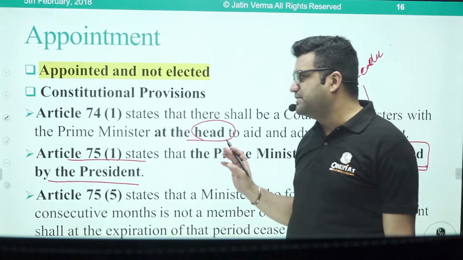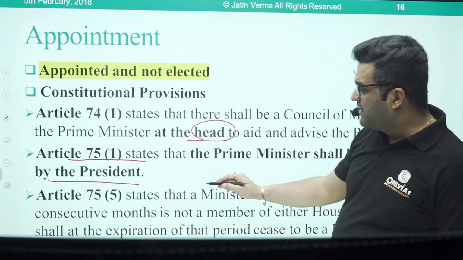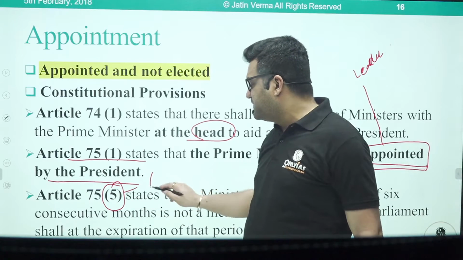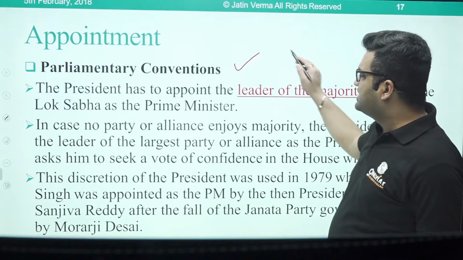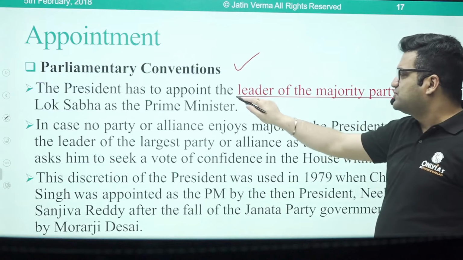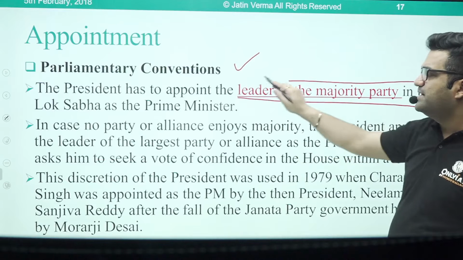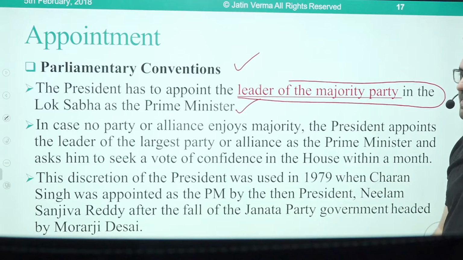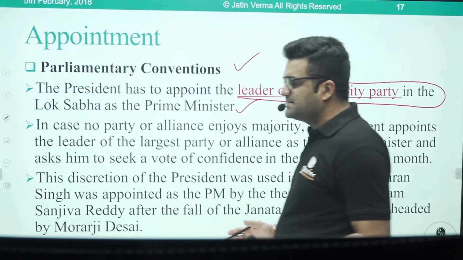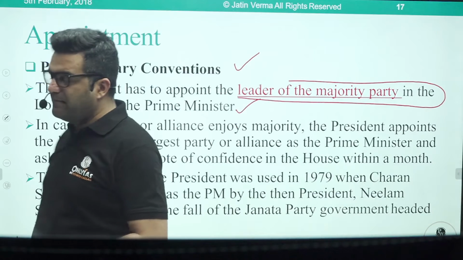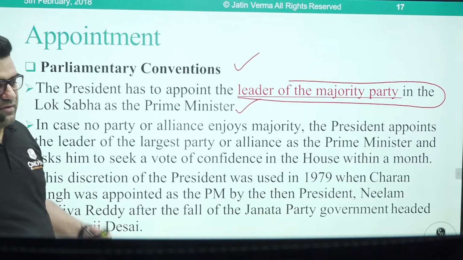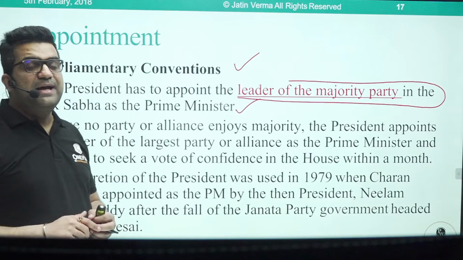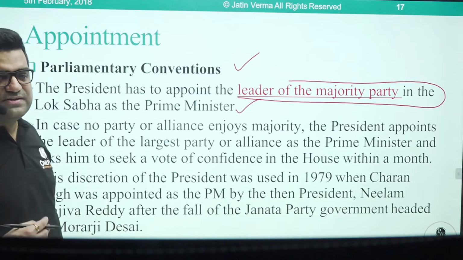Article 75 Clause 5 talks about 6 months. Now, parliamentary conventions are there. The president has to appoint the leader of the majority party in the Lok Sabha as the prime minister. In case of no consensus, no clarity on the member, in such a situation of a vacuum, the president can appoint out of his discretion.